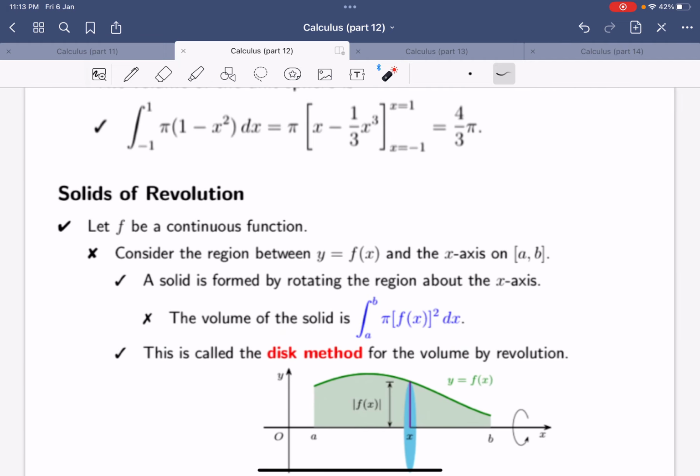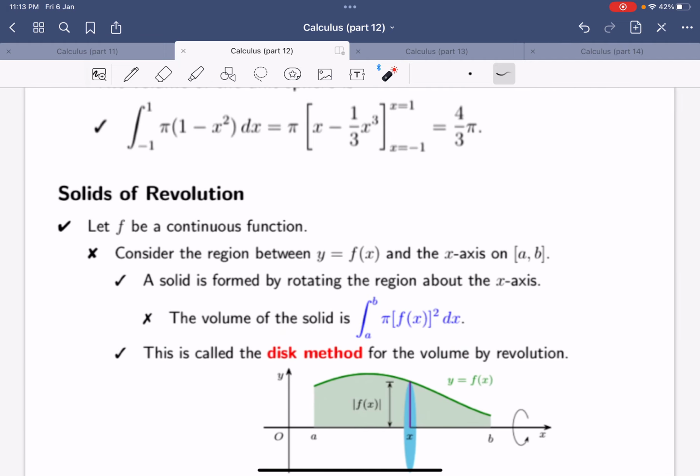So it's just pi r squared h. In this case, our h is dx, and this f(x) is our r. So usually the trick is, if you have a function here, you just draw at a random point x and see what the f(x) is, and that will be your r.